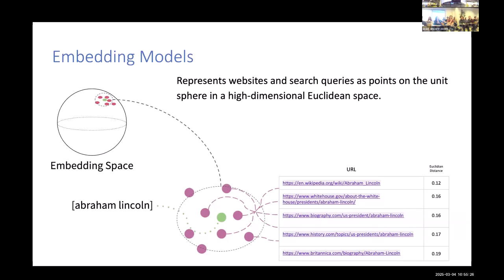You can imagine using such a model to embed all the websites on the internet into high-dimensional vectors living on the unit sphere. And then someone comes along with a phrase like Abraham Lincoln. You can also embed that on the unit sphere, and you can find what vector was closest to it. For example, the Wikipedia page on Abraham Lincoln, or this White House page, they have the smallest Euclidean distance. And you can see why that would be useful, for example, for web search.